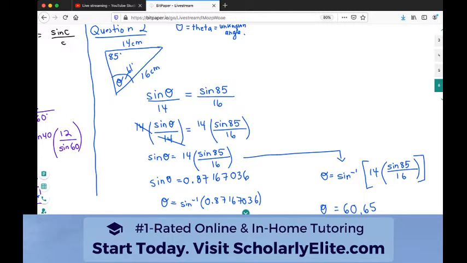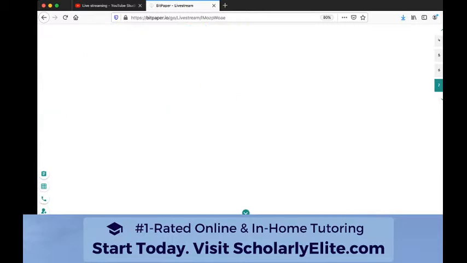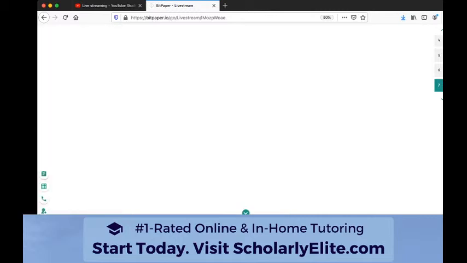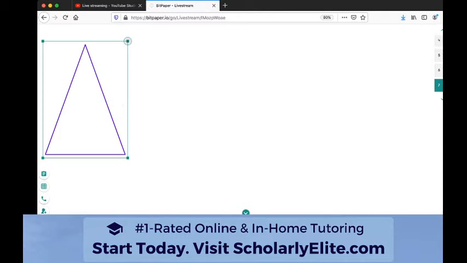Okay, you guys, so let's go ahead and do another example. Alrighty, guys, so let's try this one. Let's use purple. So in this triangle, you know what? I'm just going to get a triangle from here and put in some stuff. There we go.